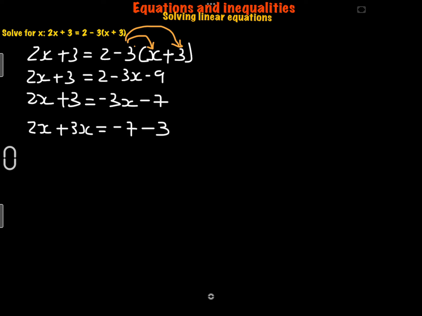Now, using algebra, 2x plus 3x gives us 5x is equal to negative 7 minus 3, which gives us negative 10. Okay, so by calculations, we have to divide both sides by 5. Notice 5 will cancel out, so we only remain with x, and negative 10 divided by 5 gives us negative 2.